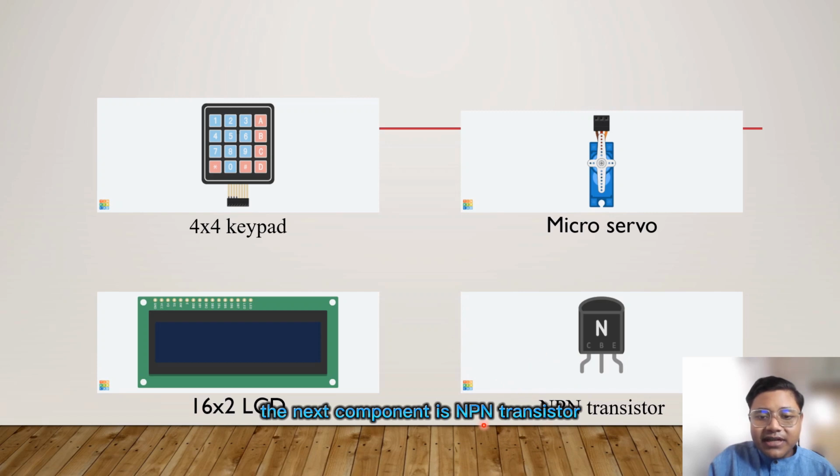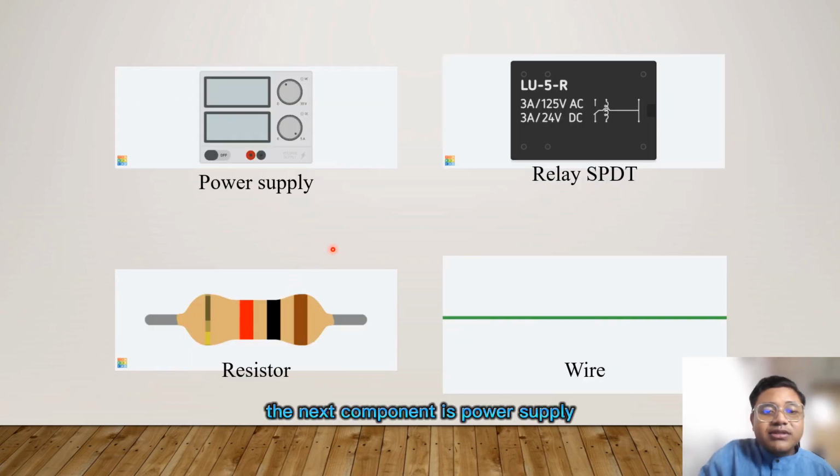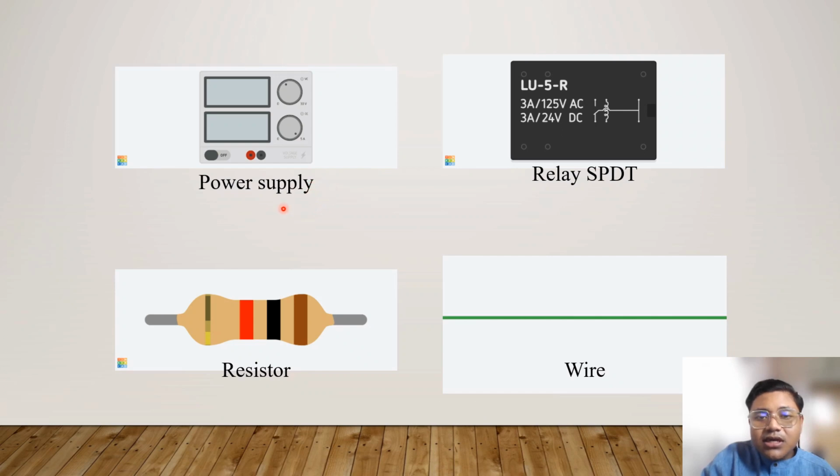The next component is NPN transistor. Function of NPN transistor is for amplifying, controlling, or generating an electrical signal. It also can pass electrons from the emitter to the collector. The next component is power supply. Power supply is to supply electrical power for the circuit so that circuit can function.